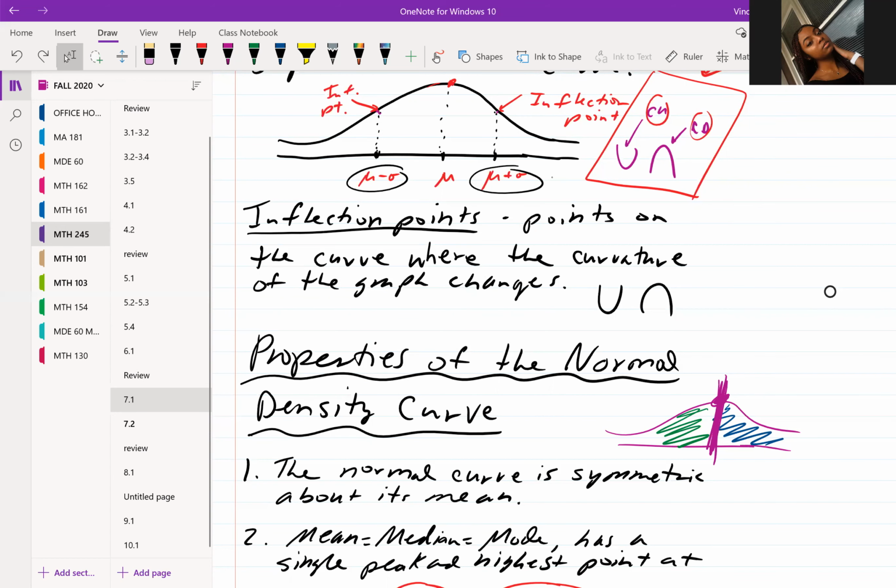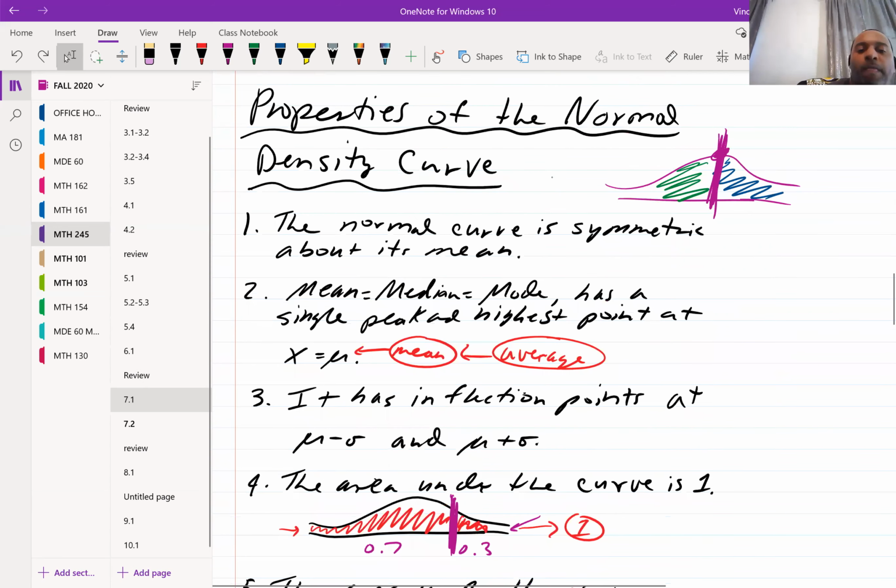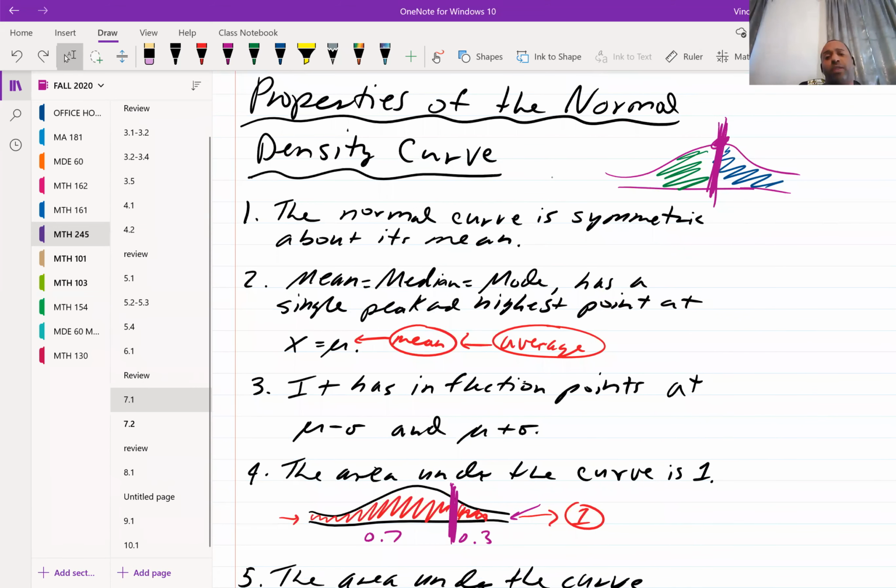Okay, cool. All right. So number four, we're looking at the area under the curve is equal to one. That means everything under the curve is equal to one. So if you know one side, then you know the other. If you know the area under the curve on one side, you know the other, because you can just subtract it from one. So if I know that 0.7 is to the left of my z-score or my data value, then I know 0.3 will be to the right of it, because all you're doing is subtracting that 0.7 from one. So everything under the curve is equal to one.